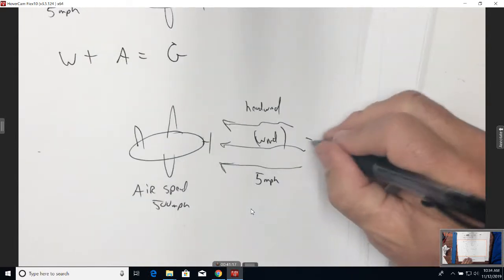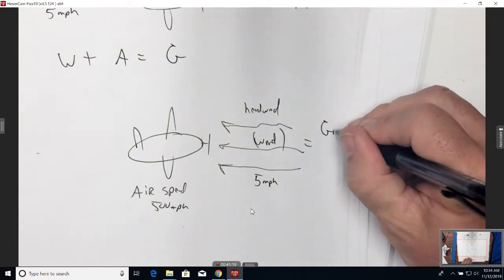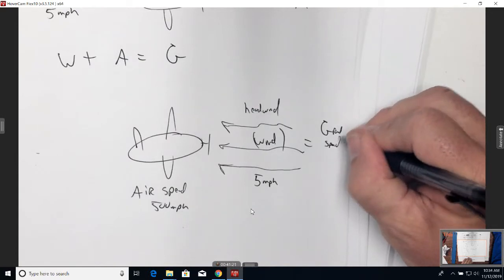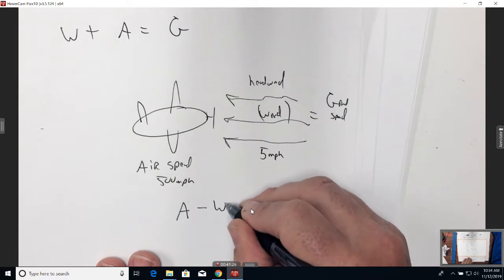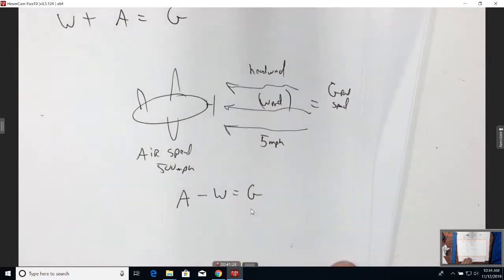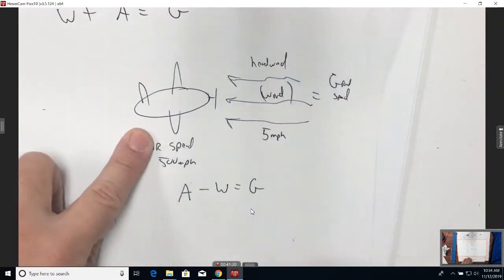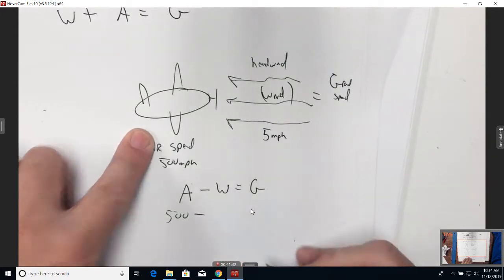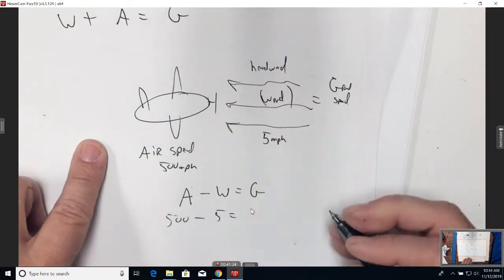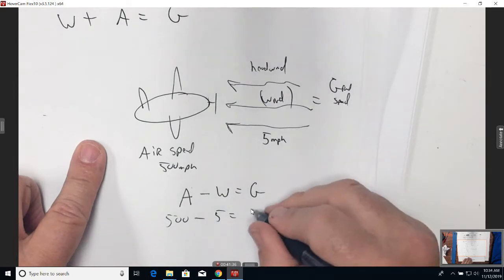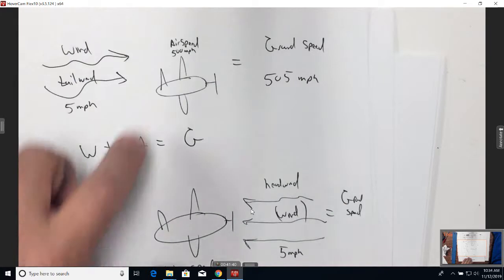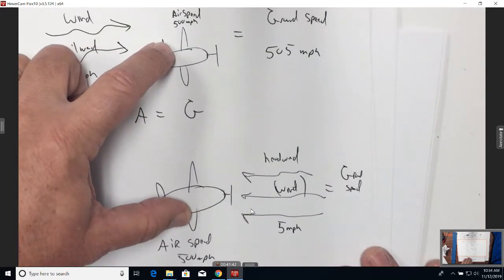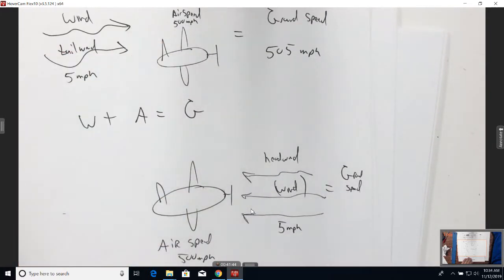So to get my total speed, which is known as my ground speed, I would take my airspeed minus the wind speed to get my ground speed. So if my airspeed is 500 miles per hour and my wind speed is 5 miles per hour, how fast am I going now? Slower. Right?